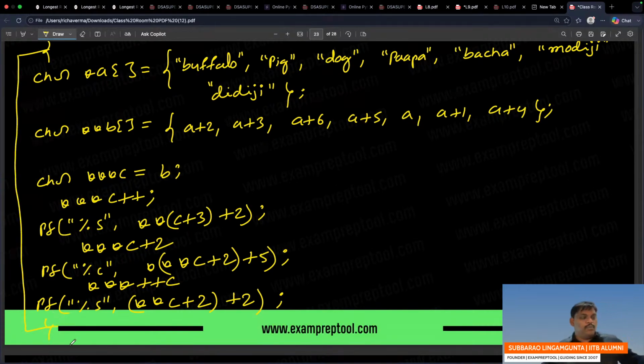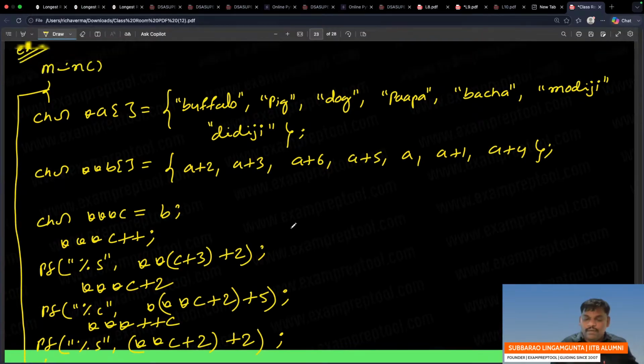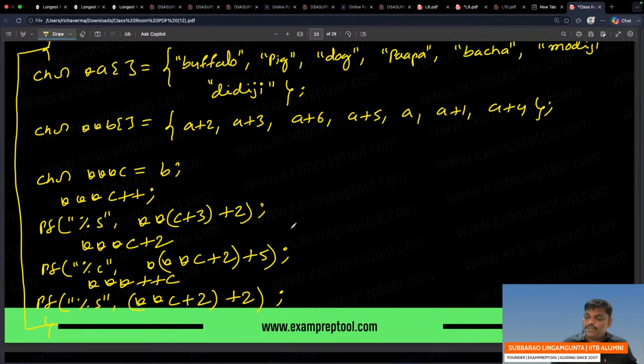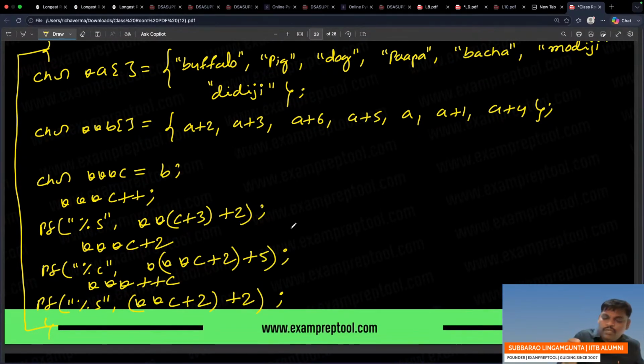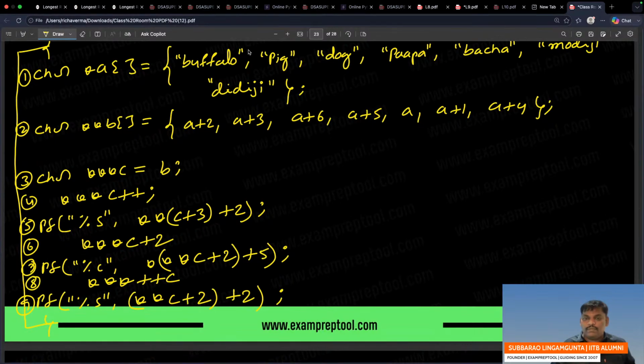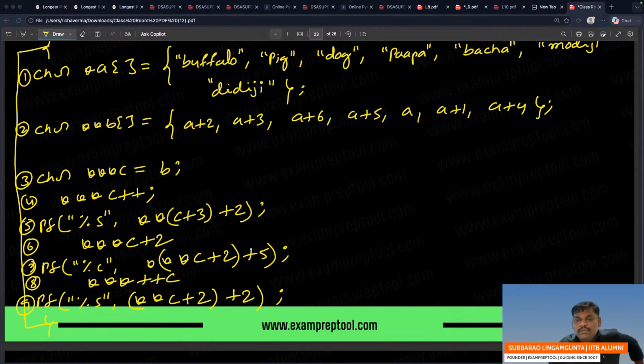It's a very nice problem. Can you people try this? So I will give the numbers also: 1, 2, 3, 4, 5, 6, 7, 8, 9. Totally 9 statements. Please can you try this? It is one of the nice problems. If you can do this, trust me, if you can do this.